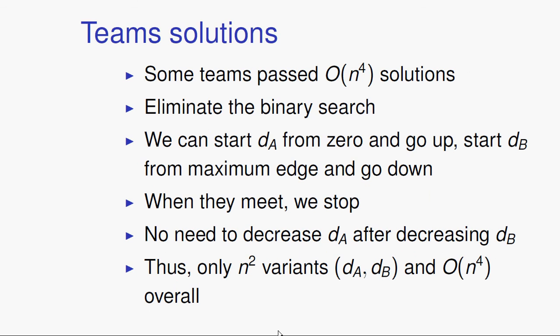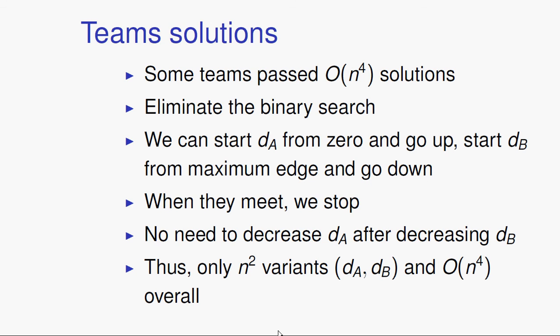Actually, during the contest, some team passed this problem, but they had a little bit different solution. They had a solution that worked in time n to the power of 4, and it turned out to be also sufficient to pass the time limit. So instead of using the surprising method with the maximum spanning tree, they eliminated the binary search. So when we search for dA, instead of looking for all possible values of dA in the binary search, we can start looking for dA from 0 and go up and make a linear search.